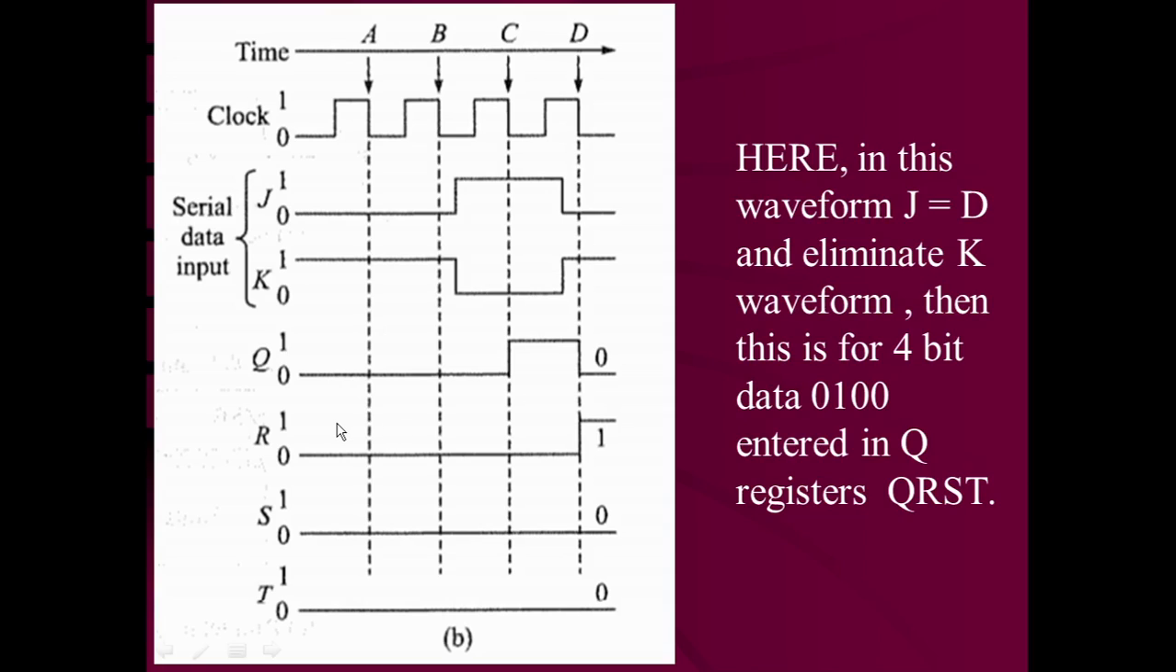The output of R which was 0 will be shifted into the flip-flop S, and S becomes 0, and the output of S which was 0 will be shifted on the negative edge of the first clock pulse into the flip-flop T. So, QRST after the negative edge of the clock pulse at the instant of time A becomes 0, 0, 0, 0, because the data input was 0 and Q, R and S were 0, 0, 0.